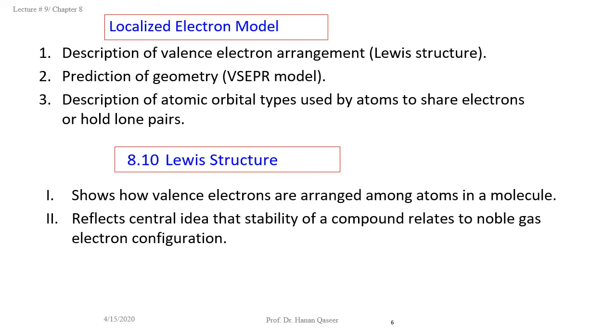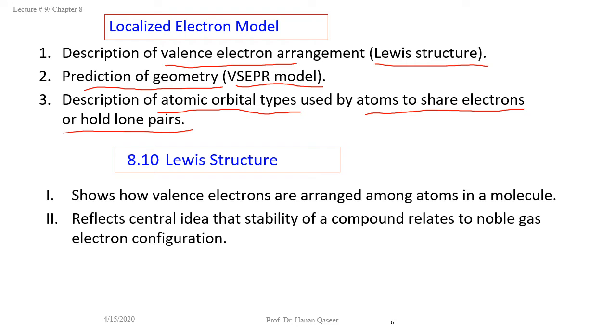Localized electron models. هذا طبعا الموديل بيعتمد على وصف للفالنس إلكترون اللي هو على اللويس ستراكشر. بعدها بنقدر نعمل prediction of geometry اللي هي بنتوقع شو ممكن يكون الشكل الهندسي بالاعتماد على هذا الموديل، VSEPR Valence Shell Electron Pair Repulsion Model. طبعا هذا اختصار راح نشرحها بالتفصيل في اللكتشر الثانية. الآن number 3 description of atomic orbital types use atoms to share electrons or hold lone pairs اللي هي منها بتعطيك اللي hybridization فيما بعد.